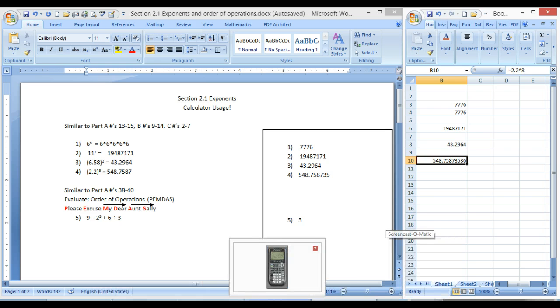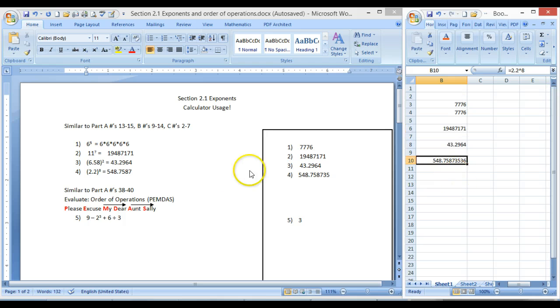All right, so let's go on to number 5, evaluating using the order of operations. Now I'm going to do this by hand first because I prefer to see it all worked out, especially for you visual learners. It's really important to see what's going on and that we're actually going through the order of operations. And then I'm going to show you that Excel and your graphing calculator will do the order of operations for you if you type it all in correctly.